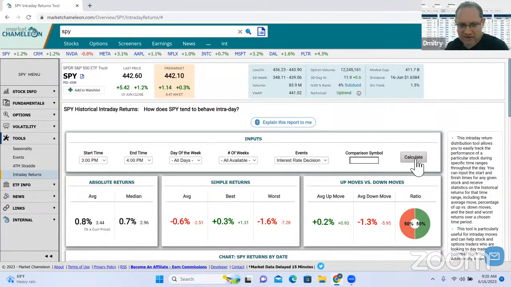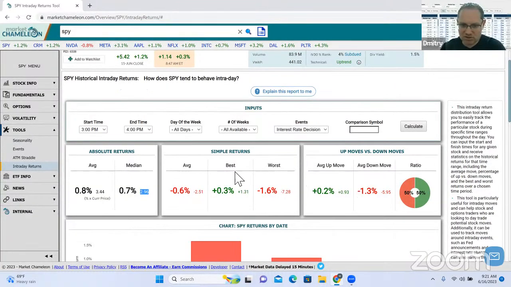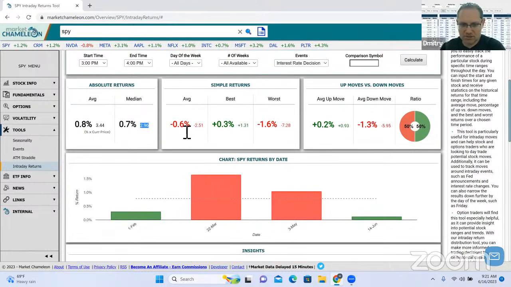And here we see that on average, it moves around 0.8%. Okay, the median return 0.7. Again, for convenience, wherever the stock is at that point, it'll show you what it translates to as a potential dollar move. Simple returns, okay, minus 0.6. So far it was skewed to the downside. Best move 0.3, worst 1.6.